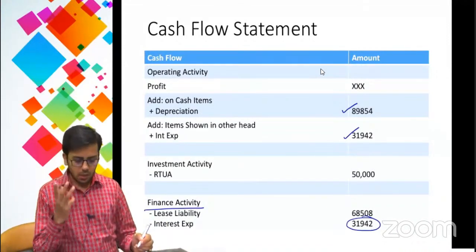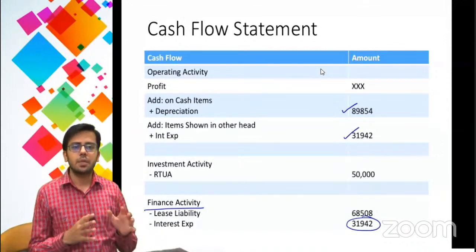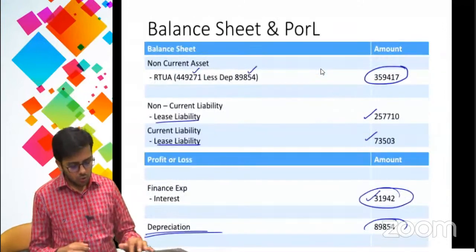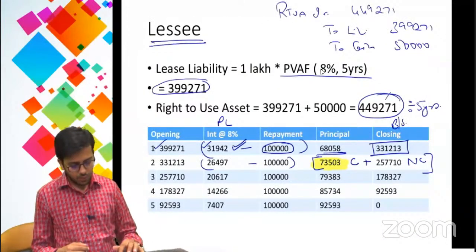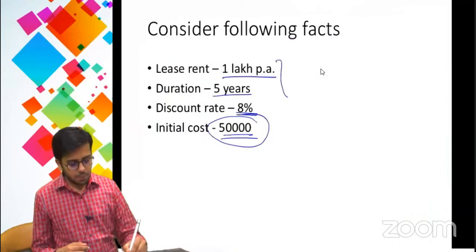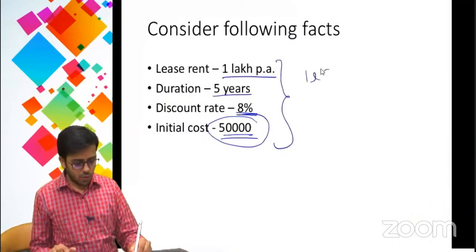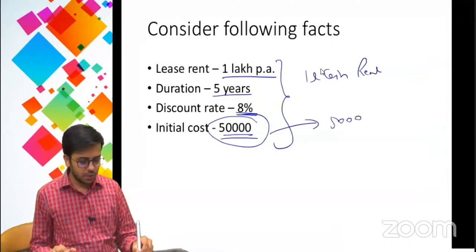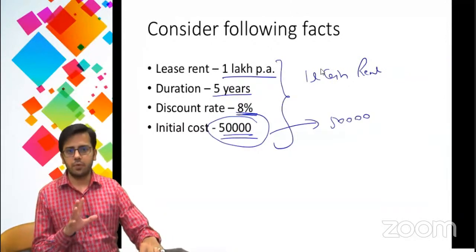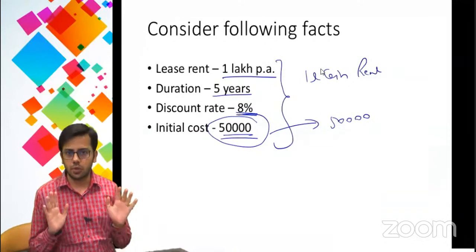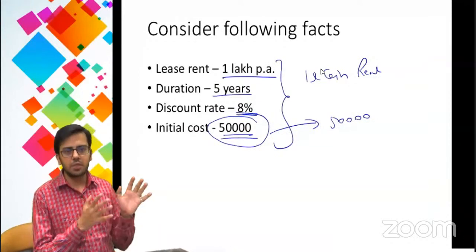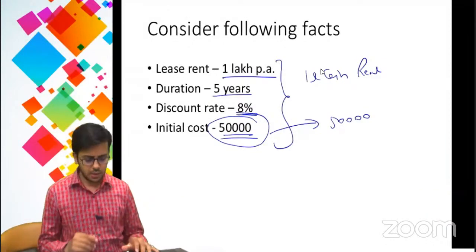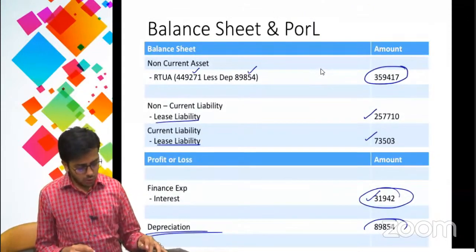Now the cash flow statement will present all payments that are done in cash. If we look at the original part, what has been paid during the year is 1 lakh cash rent and this 50,000 rupees. So the total we have paid is 1,50,000, and this is what should be reflected in the cash flow statement. That is what is necessary.